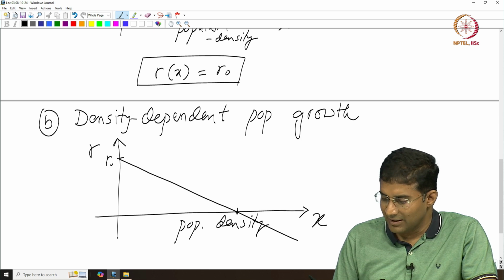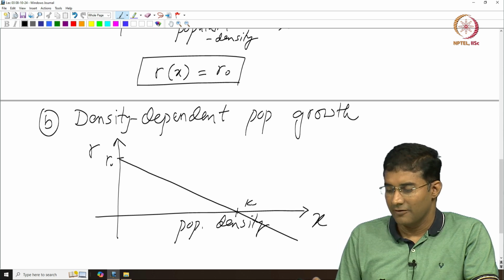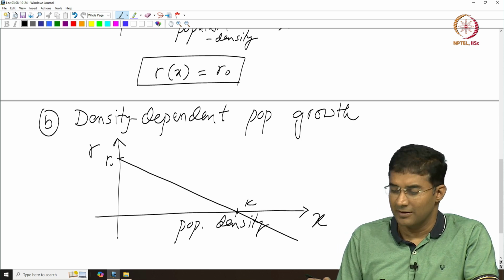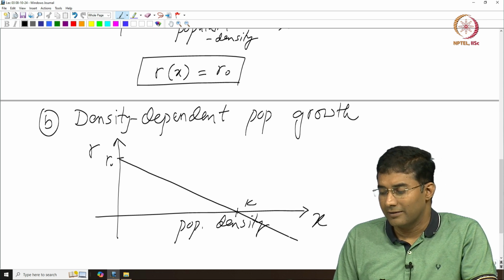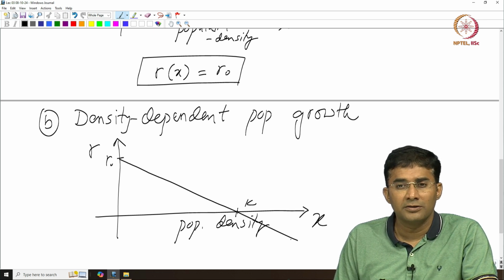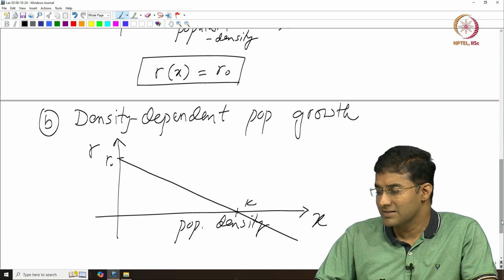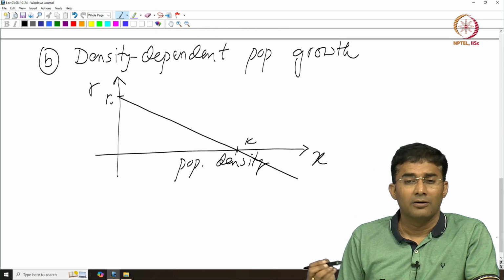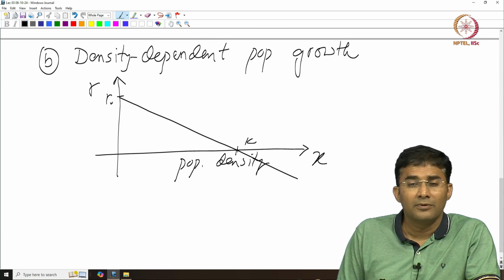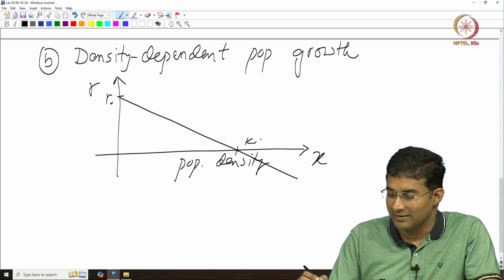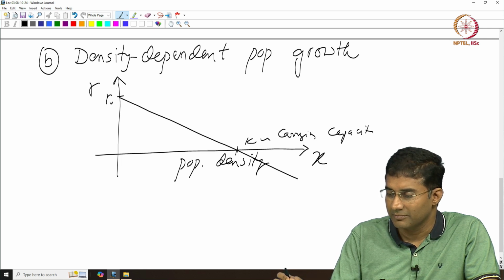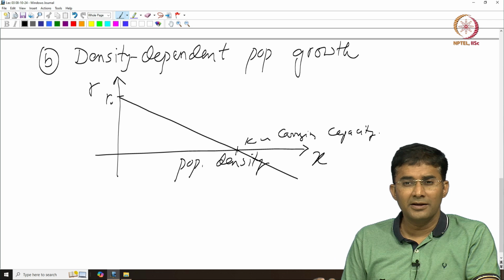Let us say that when the density reaches a value of k, the per capita growth rate has become 0, and for any densities beyond k, we have a negative per capita growth rate, and k is basically a measure of the carrying capacity of the system. Now how do we write an equation for this?